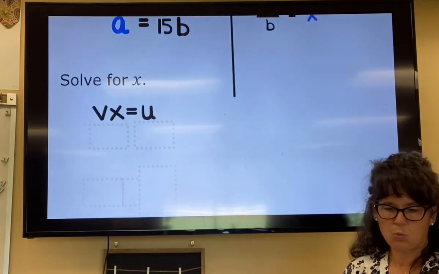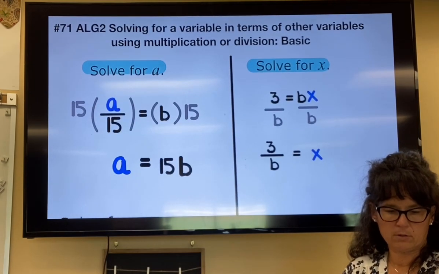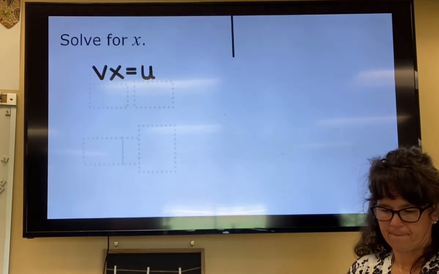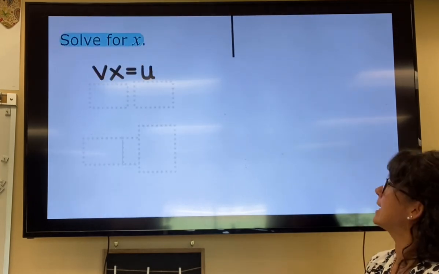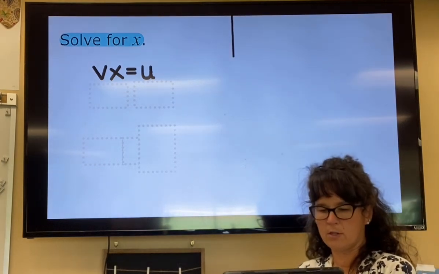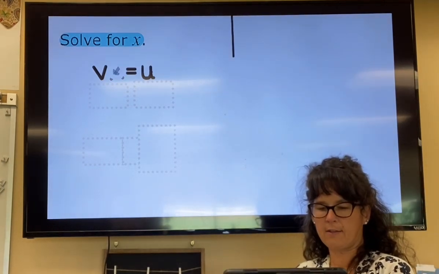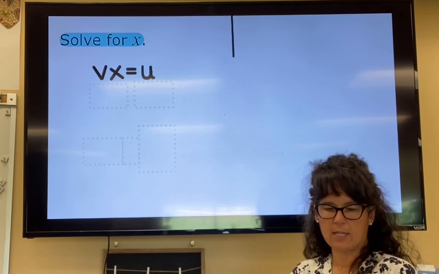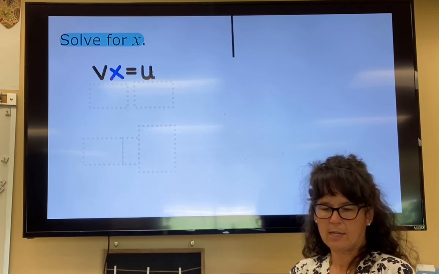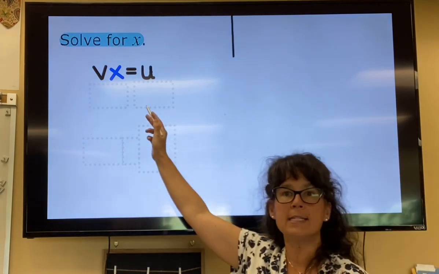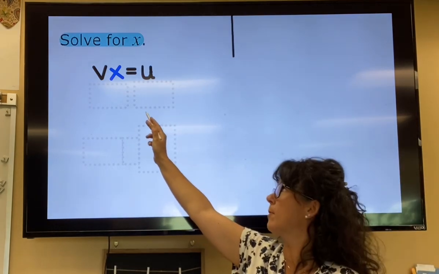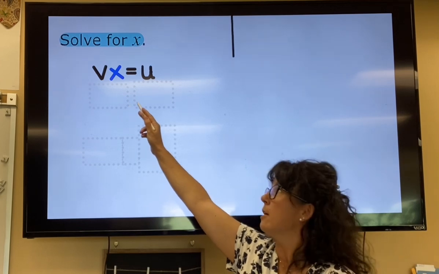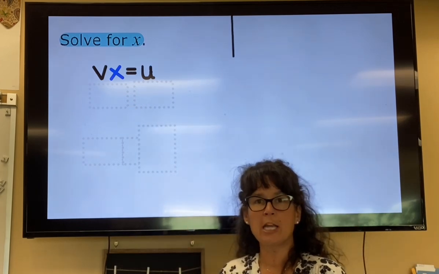Okay, here's just one more example. Okay, and this one, I would like to get X by itself. So let's identify, whoops, my bad. Let's identify the X, or highlight the X. Okay, we ask ourselves, what's preventing X from being by itself? And it's that V is on the same side of the equal sign. They're side by side, so that's multiplication.